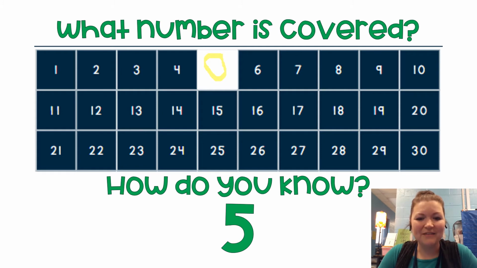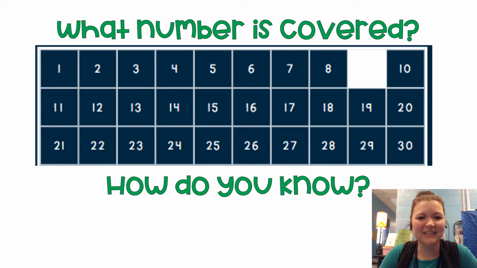So 5 is the missing number. I know that because I know that 5 comes in between 4 and 6. 1, 2, 3, 4, 5, 6. Did you get it right? Great job. Okay, we're going to do another one.